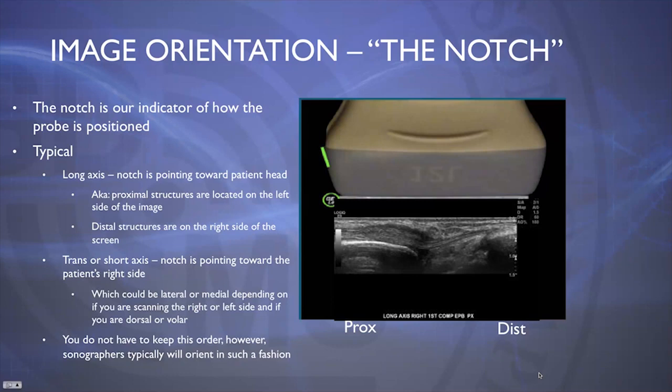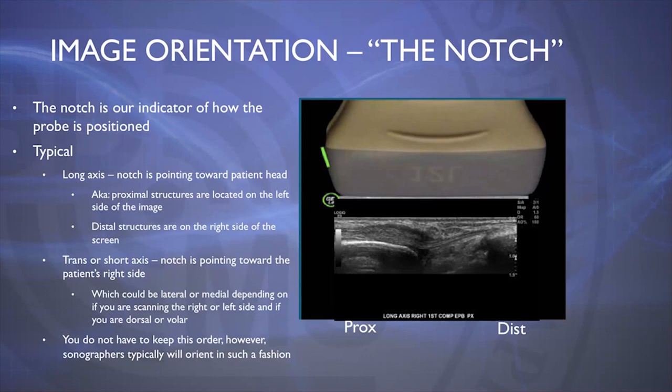The notch will be pointing typically towards the patient's head, but you may find that doctors or yourself may want to have the notch pointing towards the distal aspect or towards the fingers. And if that's the case, just know that the opposite will be true. When we get into transverse or short axis, in the traditional world of things, or most of the time, the notch is pointing towards the patient's right side. In the wrist, it's different. When you're scanning, the patient is actually looking at you, and typically the wrist or wrists are going to be on a table, and you'll be scanning the wrist either in the volar or the dorsal aspects.